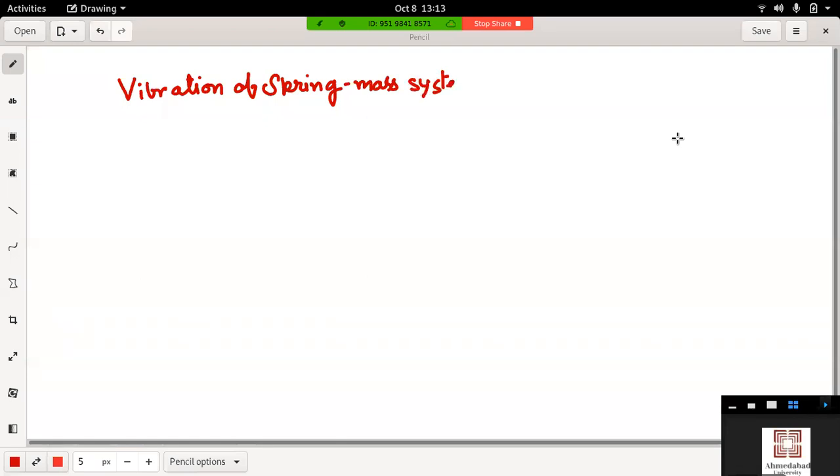Let's say we have one bar which is pinned at this point. Okay, so here it is pinned. At this end, let's say we have connected one spring, and when we give some jerk on this end, then it starts vibrating up and down.